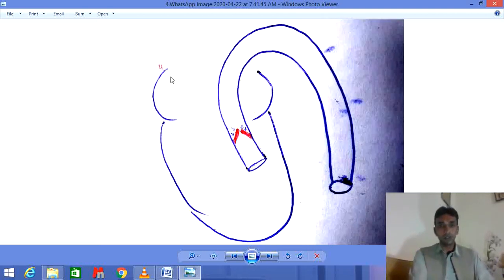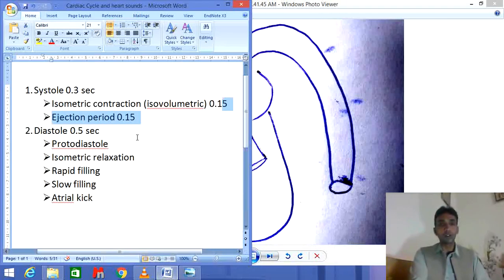Now coming towards the diastole. The first step of diastole is protodiastole. Proto means original or primary. So this is the original or primary step of the diastole.